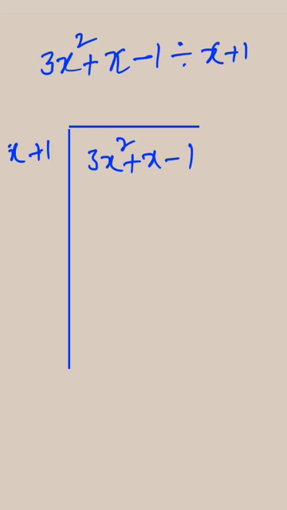Let us see, we are dividing by x plus 1. First we find the quotient: the first term of the dividend, that is 3x square, divided by the first term of the divisor, that is x.